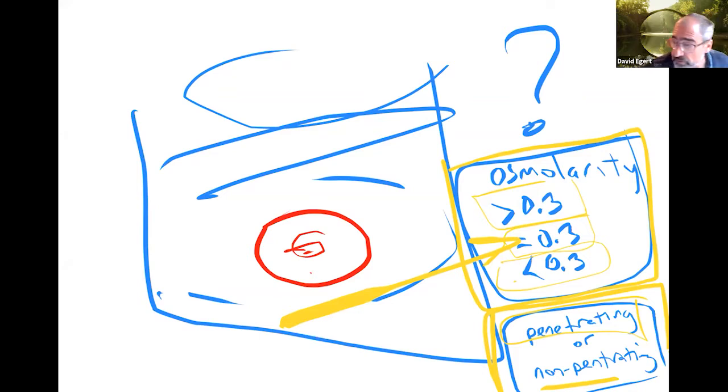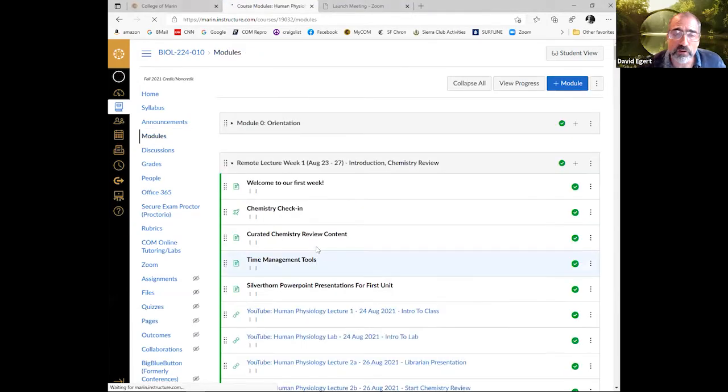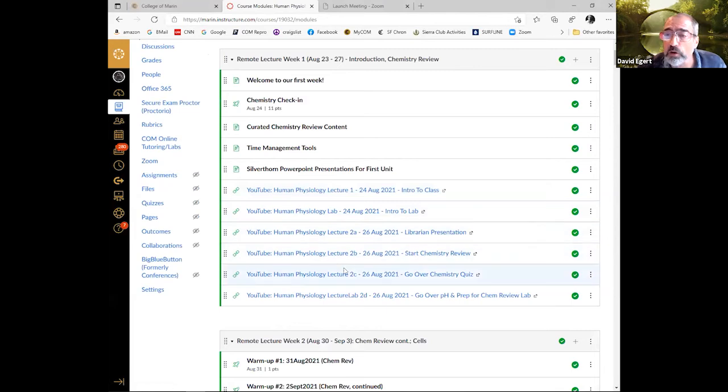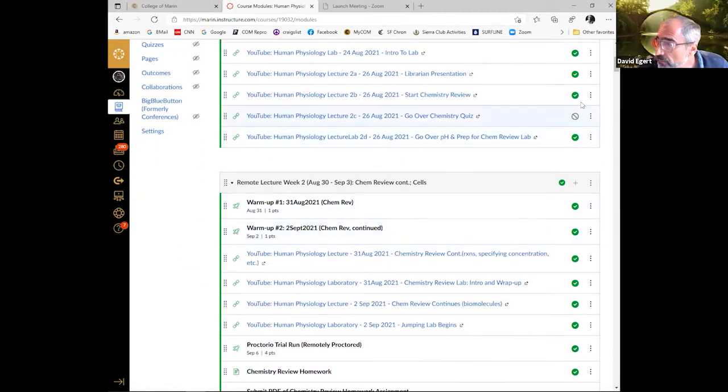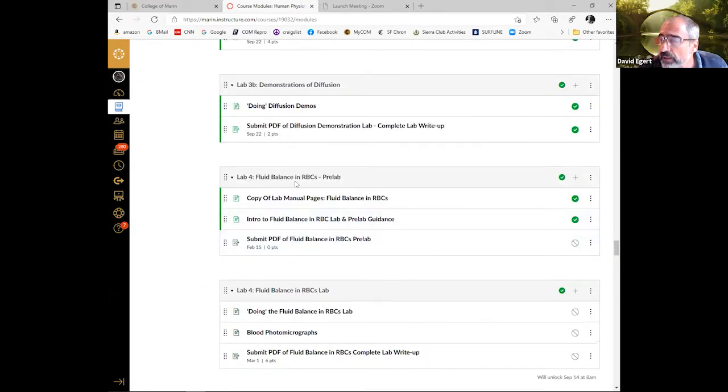So in fact, I'm going to share the modules. This is something you just have to do before next Tuesday. You've got all weekend and the beginning of next week to do this fluid balance and RBCs lab.